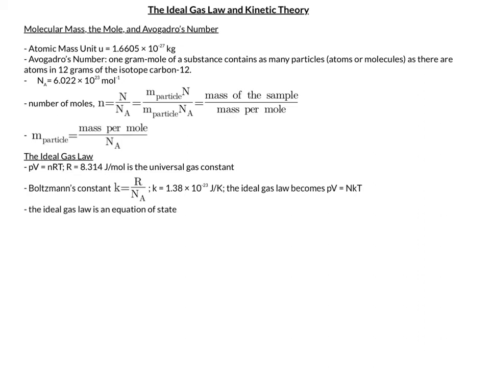So this ideal gas law is an equation of state. What we mean by that is that a gas, if we measure its pressure, volume, and temperature at any point in time, then we pinpoint a state that the gas is in. It has a certain set of P, V, and T. But that gas can be moving from one state to another, so at a later time it has a different set of P, V, and T.